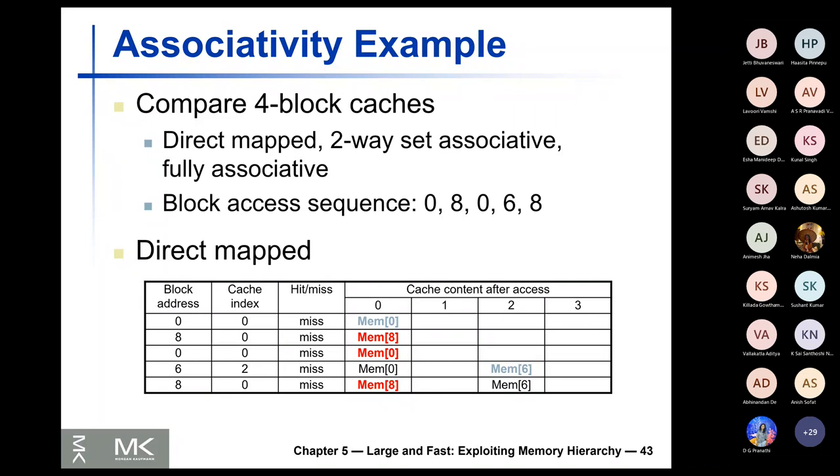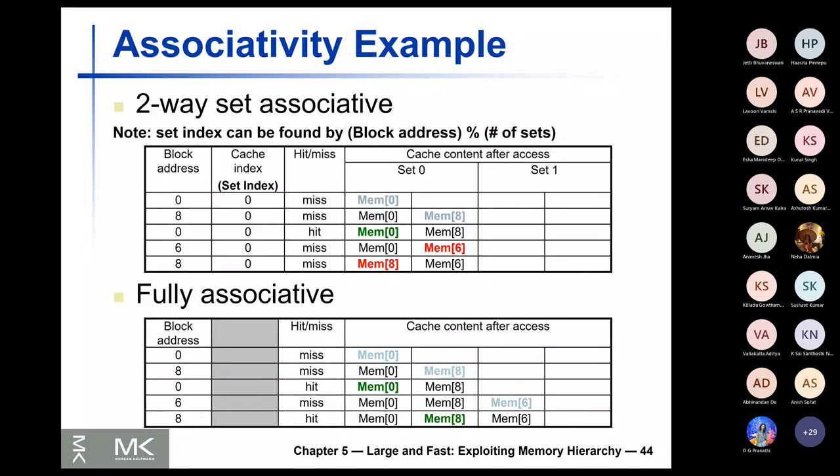Just remember one thing, that in direct map cache you are thinking of the cache index, and in the set associative cache you are thinking of the set index. The cache index basically becomes the set index. How can you find the set index? It can be found by the block address modulo number of sets. Okay, remember that.